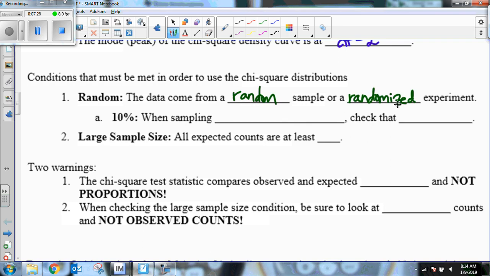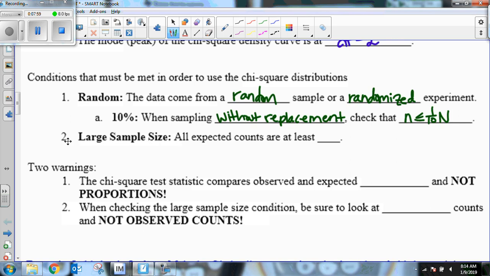Okay, and again, anytime we take our random sample, if it's some kind of SRS, we need to do the 10% condition because that's when we are sampling without replacement. So whenever we're sampling without replacement, we have to check that n is less than or equal to 1/10 N. Okay, that their sample size is less than 10% of the population.